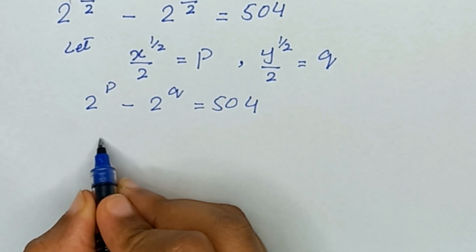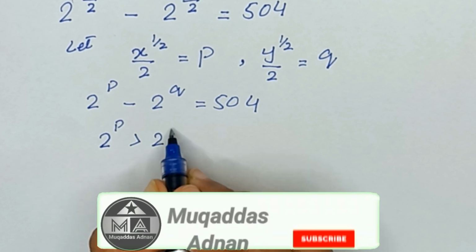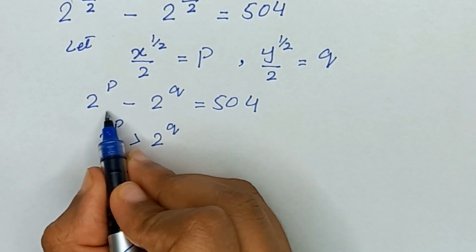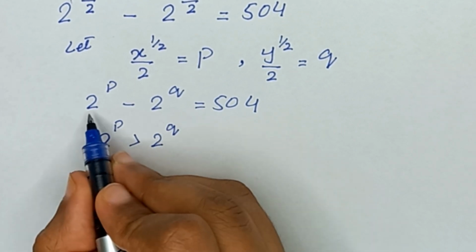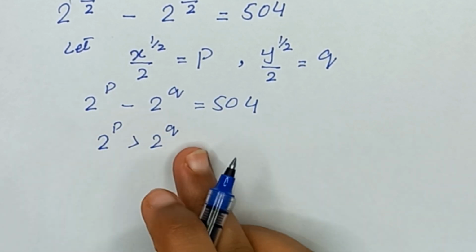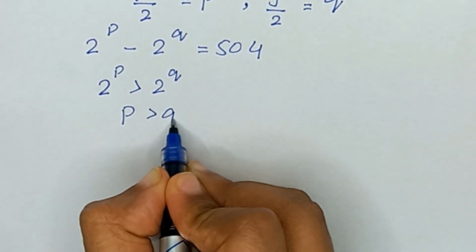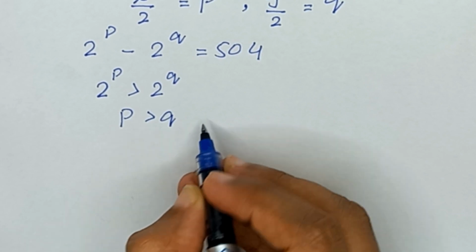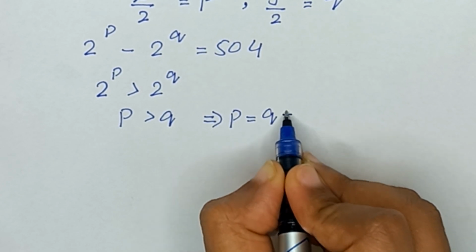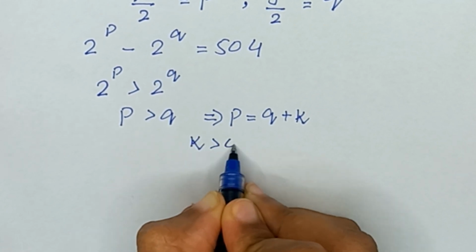So from this, here we have 2 raised to the power p will be greater than 2 raised to the power q, because this 504 is a positive number. So it means this number will be greater than this, then its subtraction will be equal to a positive number. So if 2 raised to the power p is greater than 2 raised to the power q, so it means p will be greater than q. So the relation between p and q will be p will be equal to q plus k, where this k will be greater than 0.